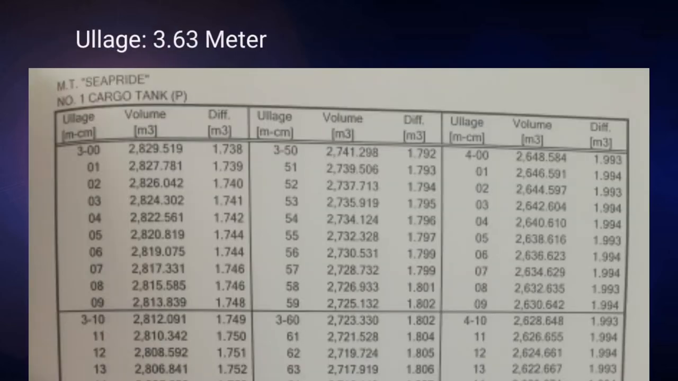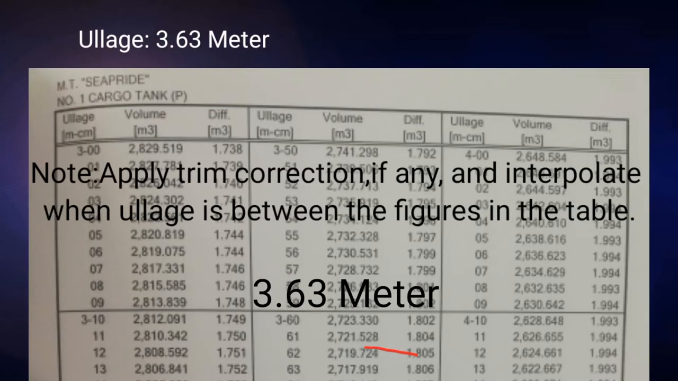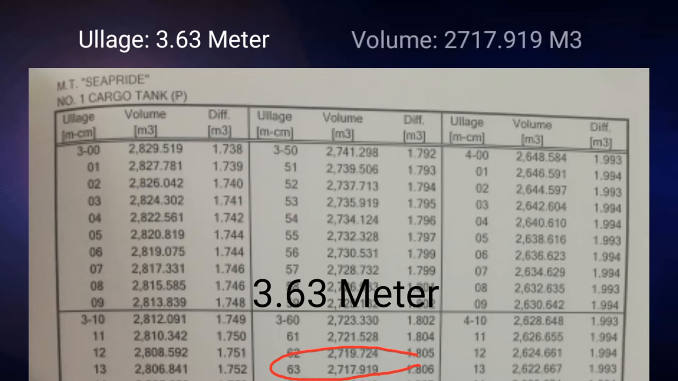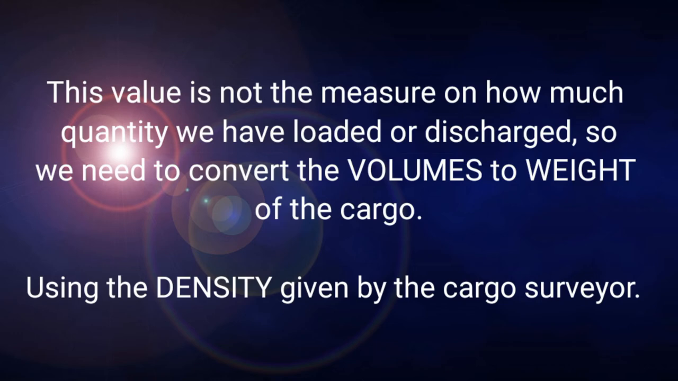Let's take a look at this example. We have 3.6 meter LH in 1 port cargo tank at the observed temperature of 57 degrees Celsius, and this corresponds to a volume of 2717.919 cubic meters. This value is not the measure of how much quantity we have loaded or discharged, so we need to convert the volumes to weight of the cargo using the density given by the cargo surveyor.